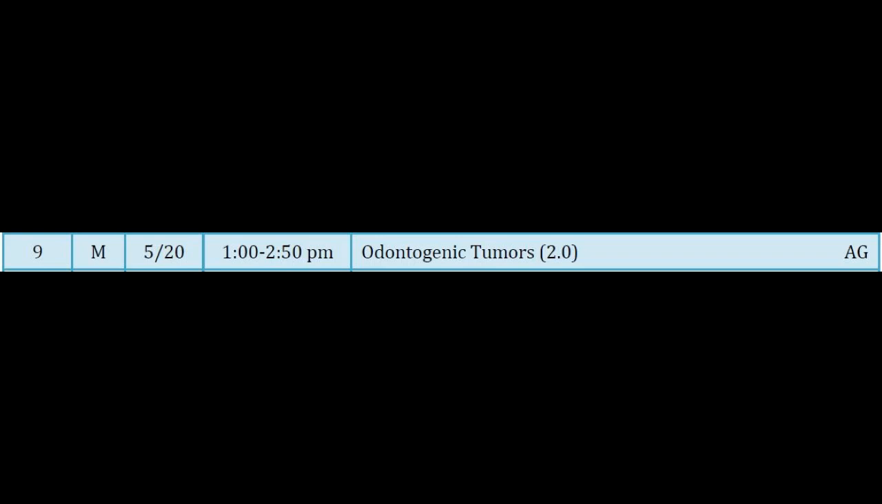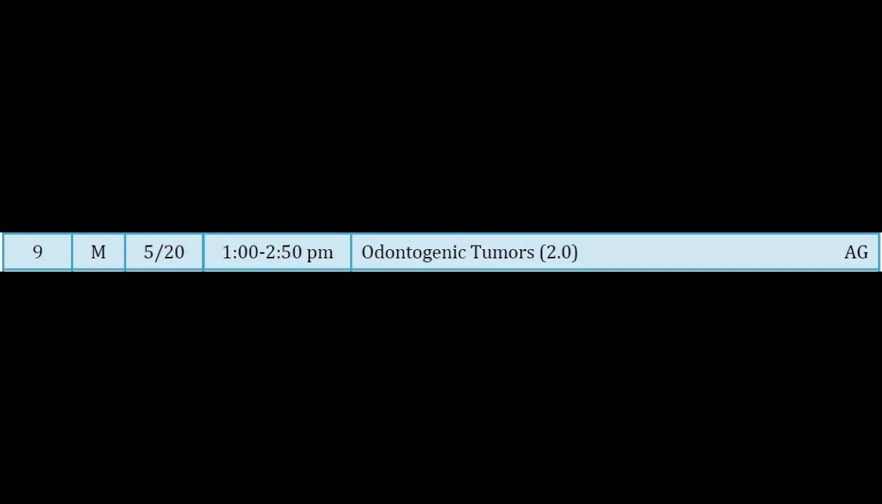So unicystic ameloblastoma typically presents as a unilocular radiolucency. It never presents as a multilocular radiolucency. So if you get a diagnosis back as a unicystic ameloblastoma for something that looks multilocular radiographically, please question your pathologist, okay, because that's not correct. It usually presents as a unilocular radiolucency, and it mimics dentigerous cyst most commonly.